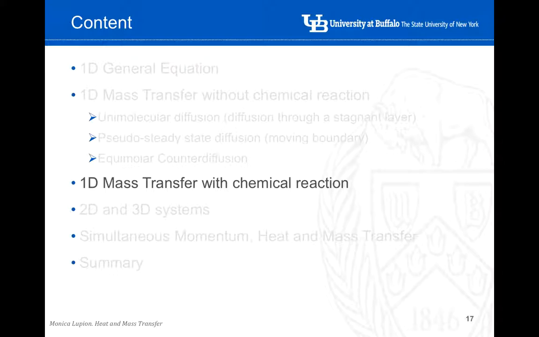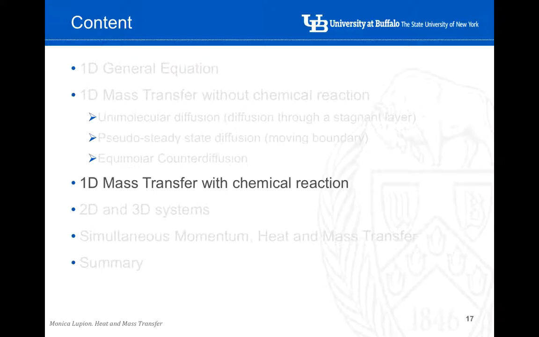One is the unimolecular diffusion, or the diffusion through a stagnant layer. Then the pseudo steady state diffusion, or the case where there was a boundary condition moving with time. And third, the equimolar counter diffusion, which I mentioned is really important in many cases of mass transfer. Those were cases without chemical reaction.